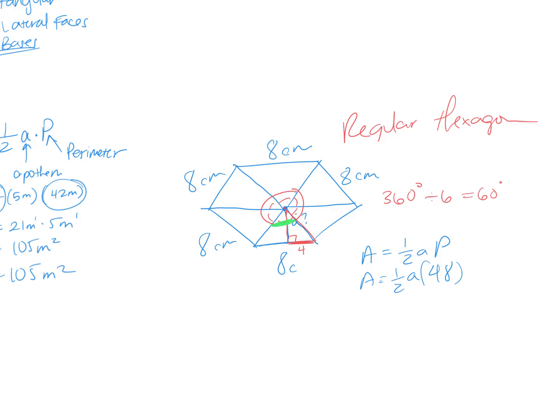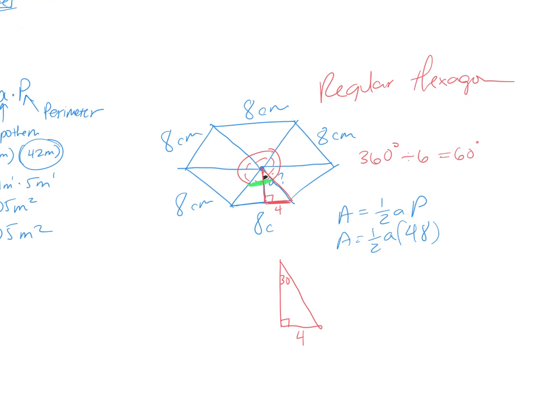But I just split it in half when I made a right triangle. So how many degrees is this piece right here? 30. Exactly. So I'm going to redraw that triangle that's inside the hexagon and put 30 here and 4 here. Do you know how we got those numbers? Is that clear? Awesome.